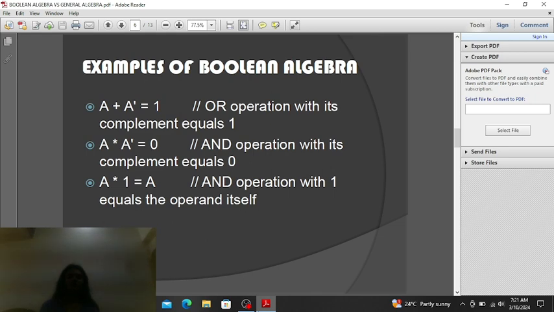So here are some examples of Boolean algebra. The first example says A plus A dash is equal to 1. Here it is an OR operation with its complement, equal to 1. The second example is A into A dash is equal to 0. Here it is an AND operation with its complement, equal to 0. And the third example is A into 1 is equal to A. Here it is an AND operation, and ANDing with 1 gives the operand itself.